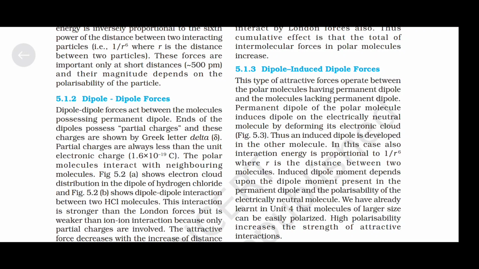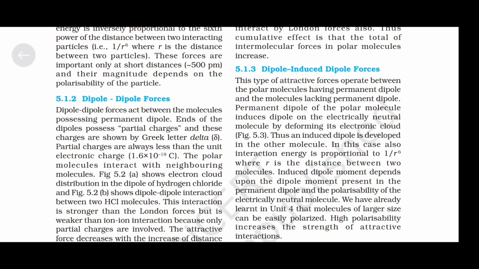Dipole-dipole forces. Dipole-dipole forces act between the molecules possessing permanent dipole. Ends of the dipole possess partial charges, and these charges are shown by the Greek letter delta. Partial charges are always less than the unit electronic charge, 1.6 × 10^-19 coulomb. The polar molecules interact with the neighboring molecules.